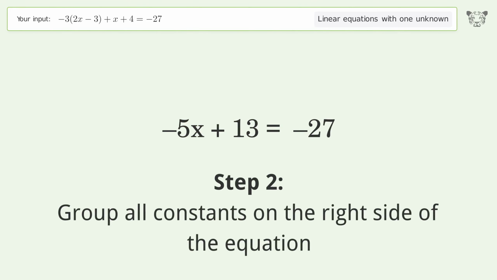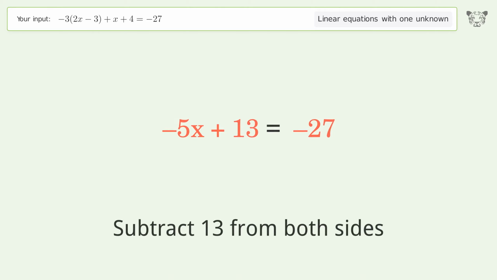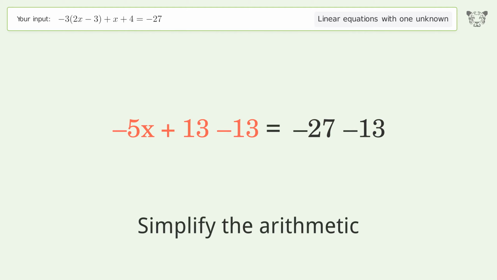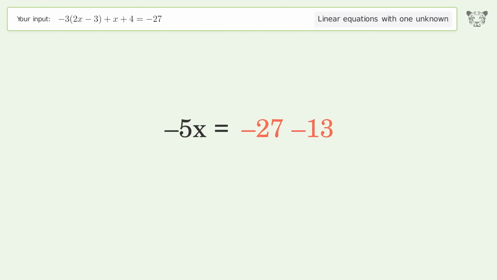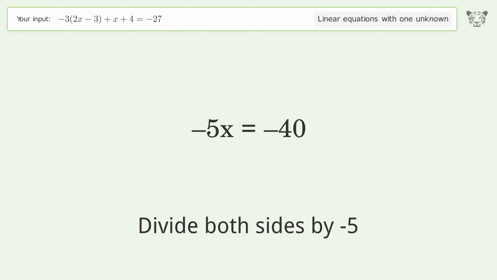Group all constants on the right side of the equation. Subtract 13 from both sides. Simplify the arithmetic. Isolate the x. Divide both sides by -5.